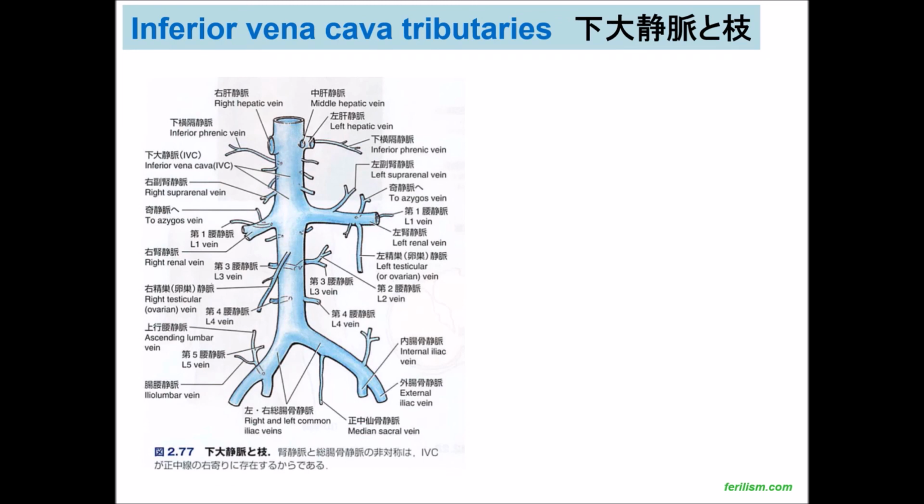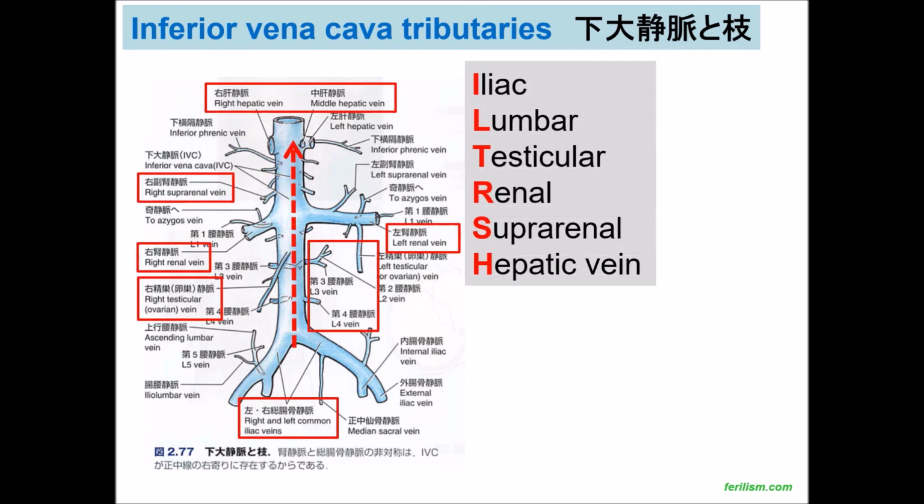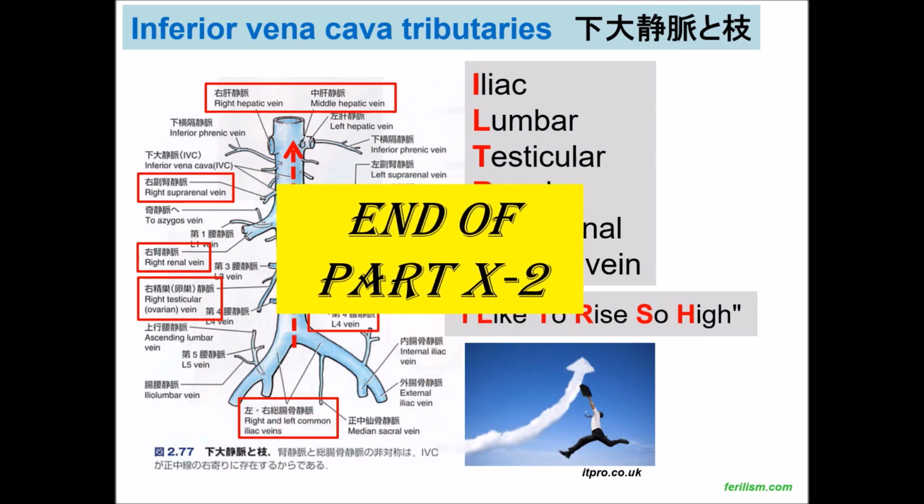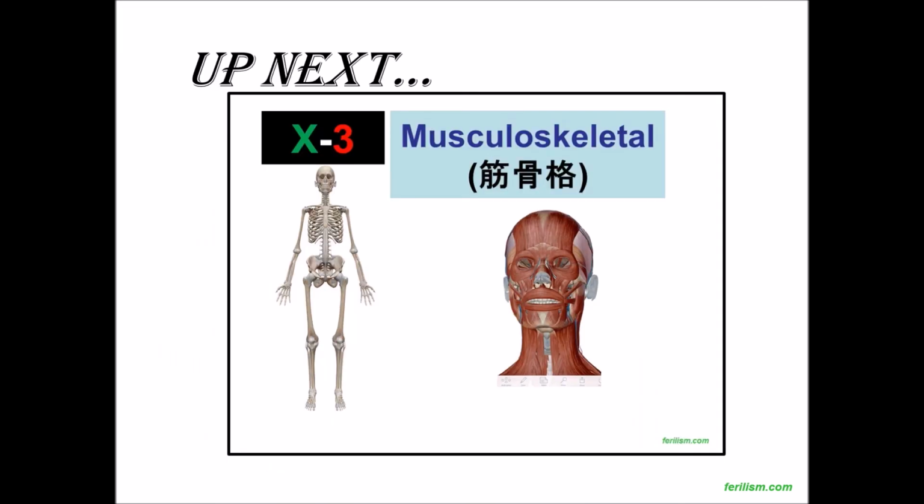Tributaries to inferior vena cava, from inferior to superior part. To remember all of them, we may use this mnemonic. I like to rise so high. That ends part 2. Up next is mnemonic for musculoskeletal anatomy.